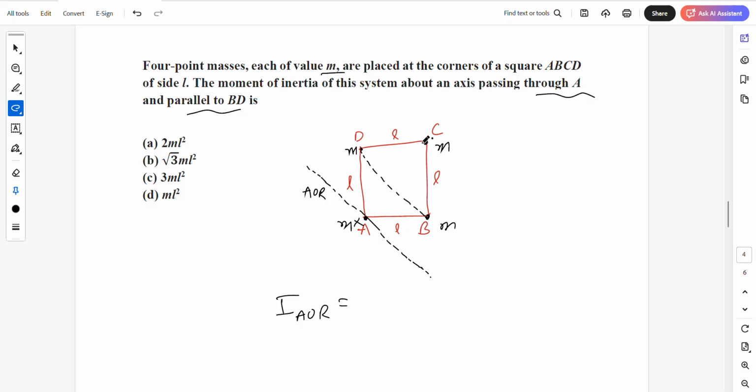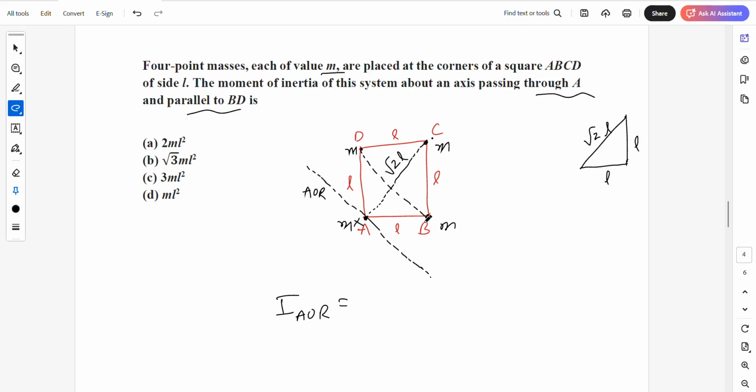If this is L and this is L, what will be the value of this one? You know very clearly. If this is L, this is L, by using Pythagoras theorem you will get root 2 L. Root 2 L is the perpendicular distance.